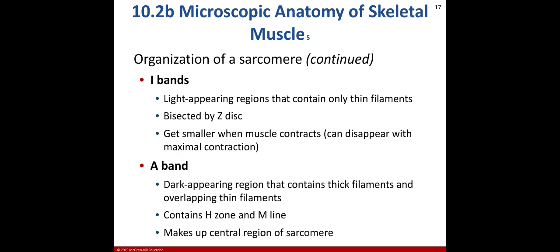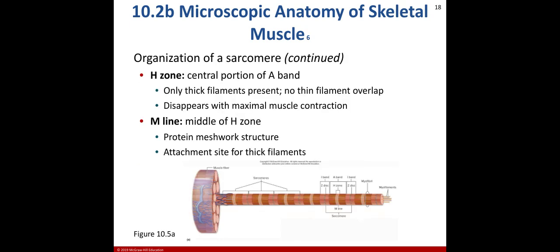It has what we call the H-zone and the M-line, and this makes up the central region of our sarcomere. The H-zone is in the middle of the A-band. That's where only thick filaments are represented, and that will disappear when we contract the muscle as well. And then the M-line is the middle of that zone, and this is really just an attachment site for the thick filaments.